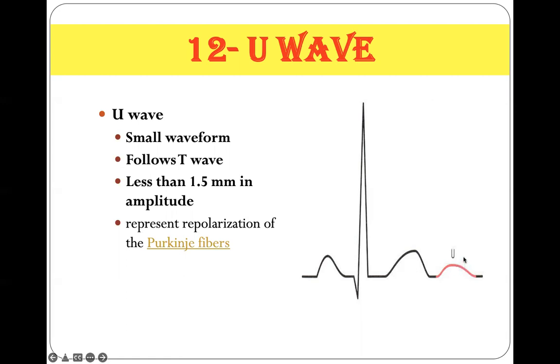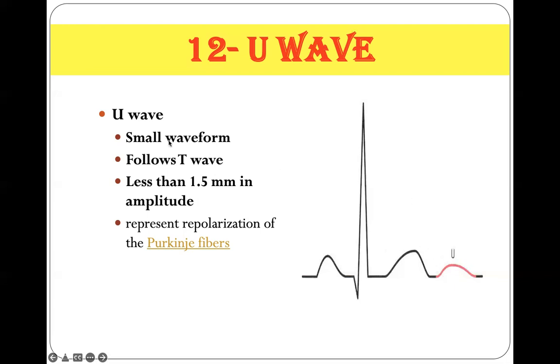The second point: when a U wave is present and you are going to calculate the QT interval, usually you add the U wave to the T wave. So you calculate from the start of the QRS complex to the end of the U wave. Why? Because the U wave represents repolarization of the Purkinje fibers, so it is part of the repolarization process. So it should be involved in the QT interval calculation.